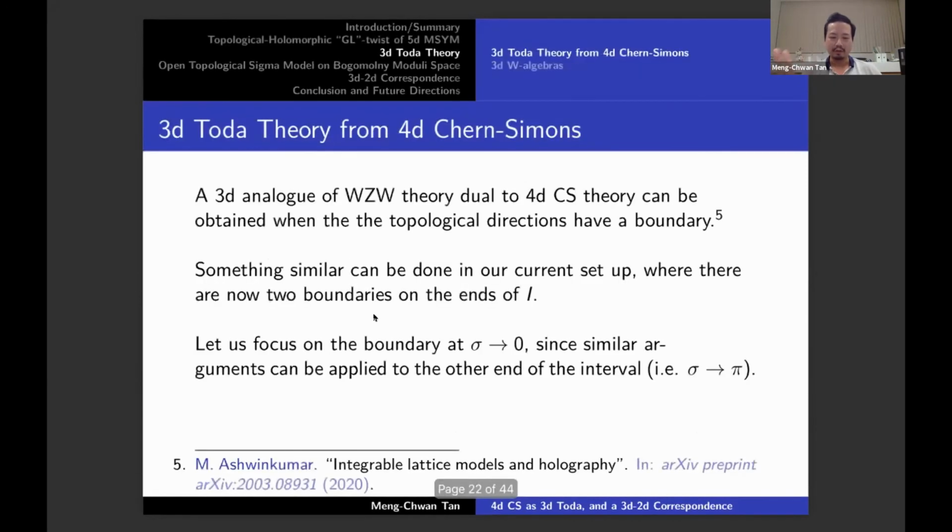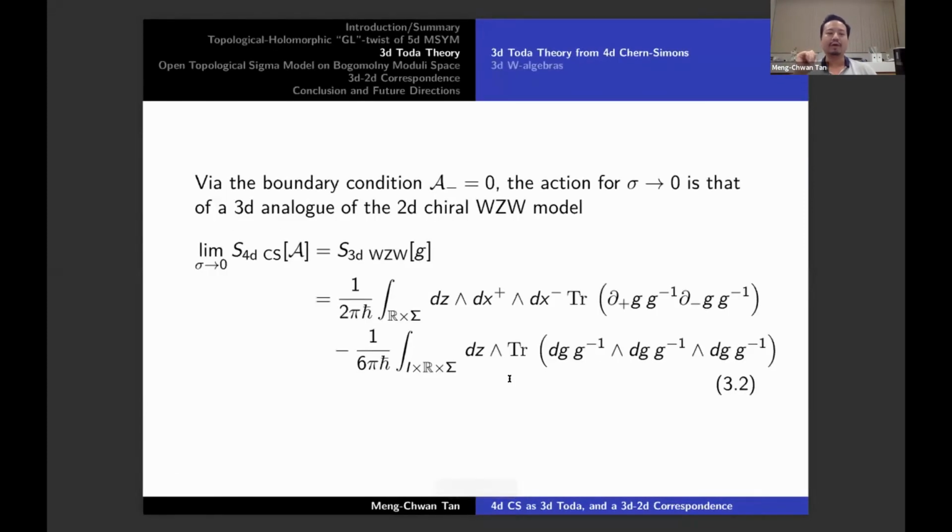And so we have a boundary on I cross R, which is the topological direction of 4D Chern-Simons, and we can have something similar to what was done by Ashwin Kumar in the case of WZW. So let us focus on the boundary at sigma going to 0, so one end of I. Similar arguments can be applied to the other end, where sigma goes to pi. Via the boundary condition A minus equals 0: if you look at the non-pole boundary condition, as I mentioned earlier, at sigma tending to 0, the rest of the components of the gauge field vanish except for the x1 component and the plus component. So naturally, this means that the A minus component is 0.